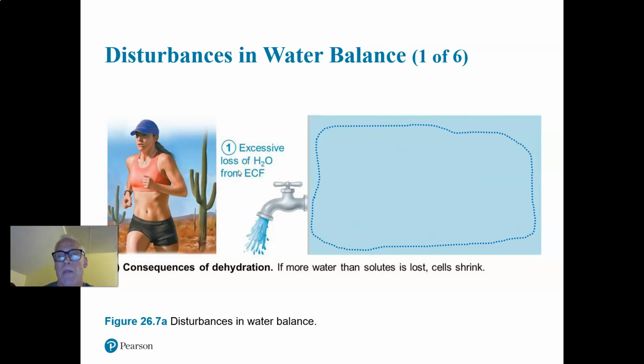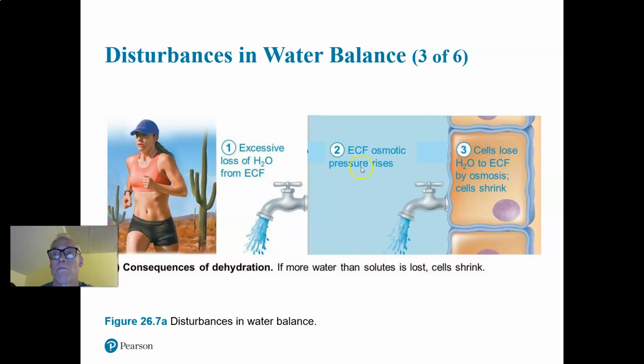It's so beautiful. Okay, so she's out there running, she's sweating like crazy, and so she's going to lose water from the extracellular fluid compartment, and the cells are going to shrink. The cells are going to shrink as water moves from within the cells by osmosis out into this now highly concentrated extracellular fluid compartment because of the rising osmolarity.